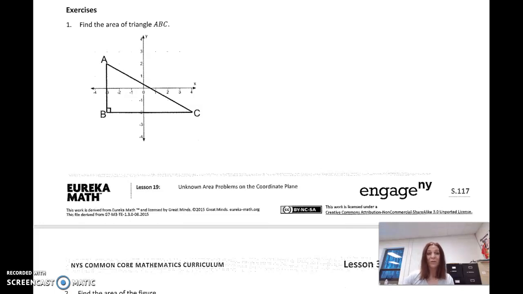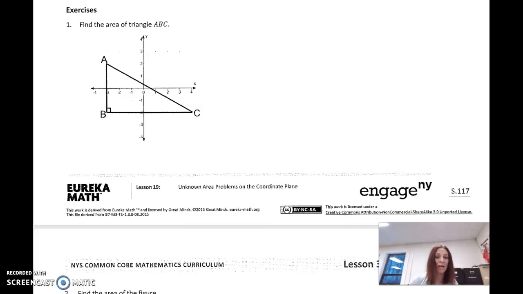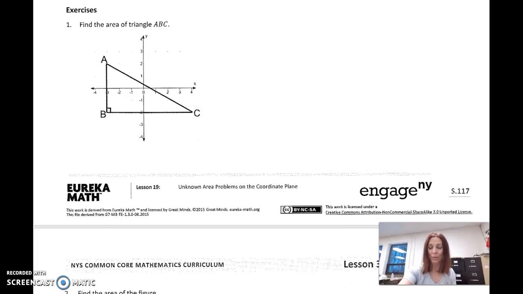All right, so now what we want to do is work on some examples. Again, the focus of this is area problems on the coordinate plane. I'm sorry my copy didn't come out real well. I hope yours does. But we're just going to do area problems on the coordinate plane.